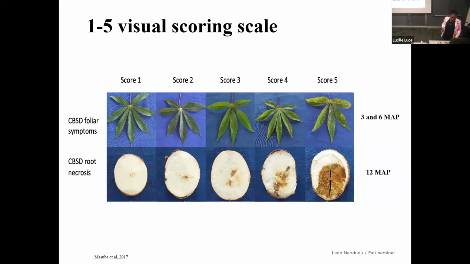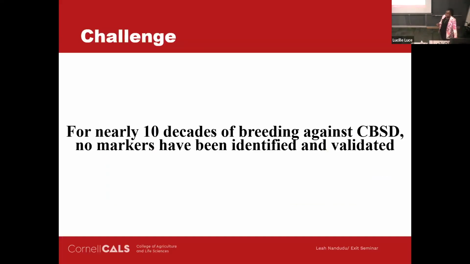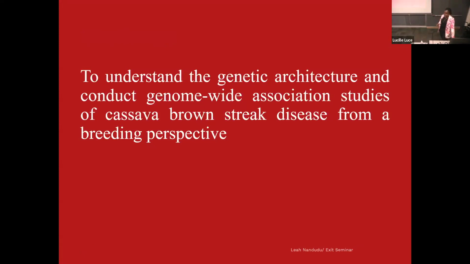So for nearly 10 decades, because I mentioned cassava brown streak disease has been around since the 1930s, we've done a lot of breeding for cassava brown streak disease, but we've not identified markers that have been validated in any population. So in my work, we wanted to understand the genetic architecture of cassava brown streak disease, conduct genome-wide association studies for cassava brown streak disease, and explain these results from a breeding perspective. So we're studying a pathogen, but we're also breeders, so we need to explain it from a breeding context.